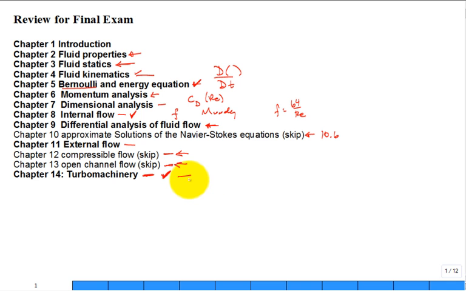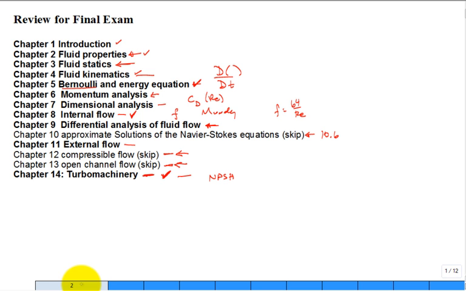Net positive suction head to do what? Make sure that you avoid cavitation. Make sure that what you have available at the inlet to the pump is sufficiently high above what is minimally required to avoid cavitation in that pump. There's a lot of other fluid properties: viscosity, law of viscosity, density. I mean, surface tension was a fluid property, and introductory concepts.